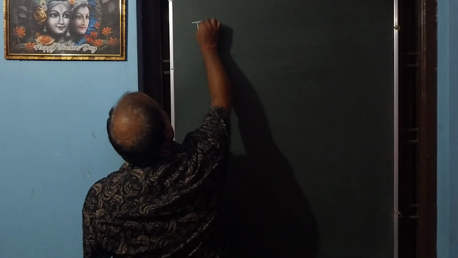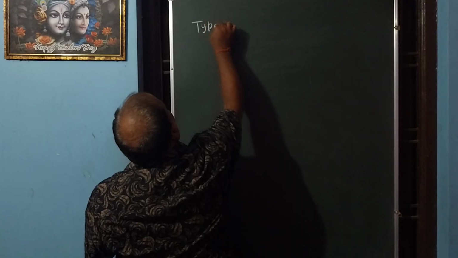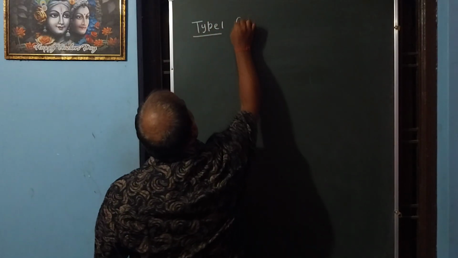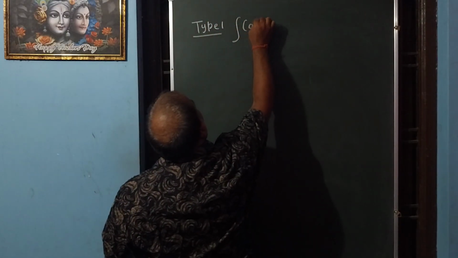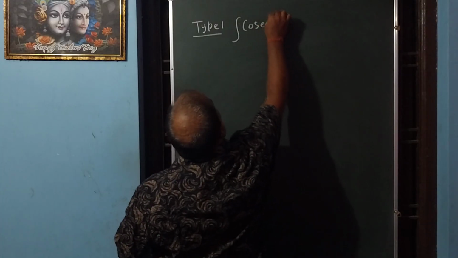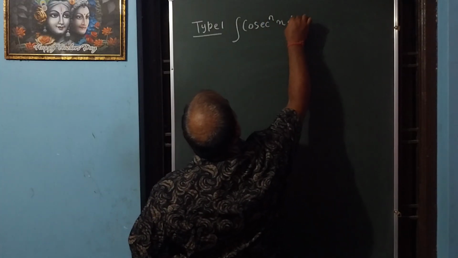Today we are discussing some types of integration. Let us start the topic. Write down type 1: integration of cosec to the power n x dx.